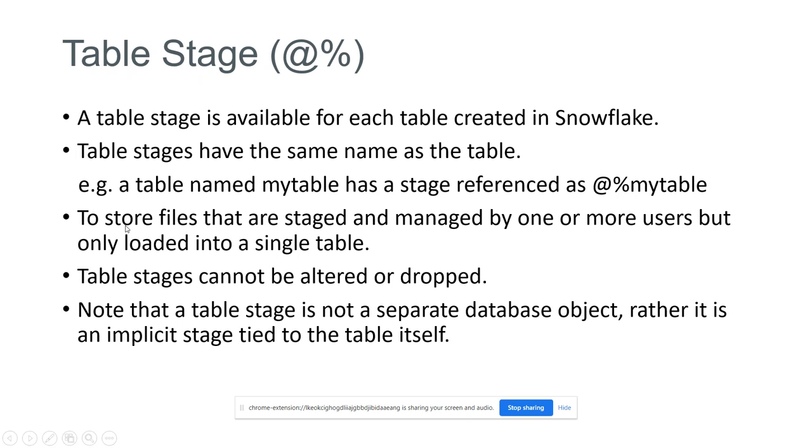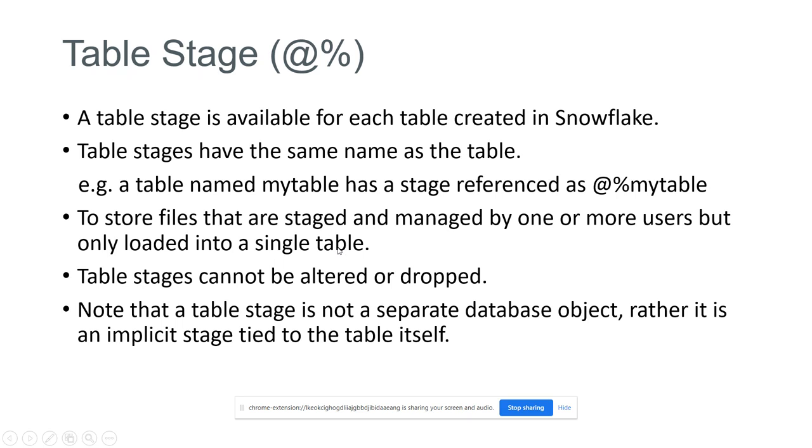Table stage is used to store files that are staged and managed by one or more users but only loaded to a single table. Here, try to understand: one or more users can load the data, but they can load into a single table because this staging area is allocated to a particular table. Even one or more users can easily load the data.